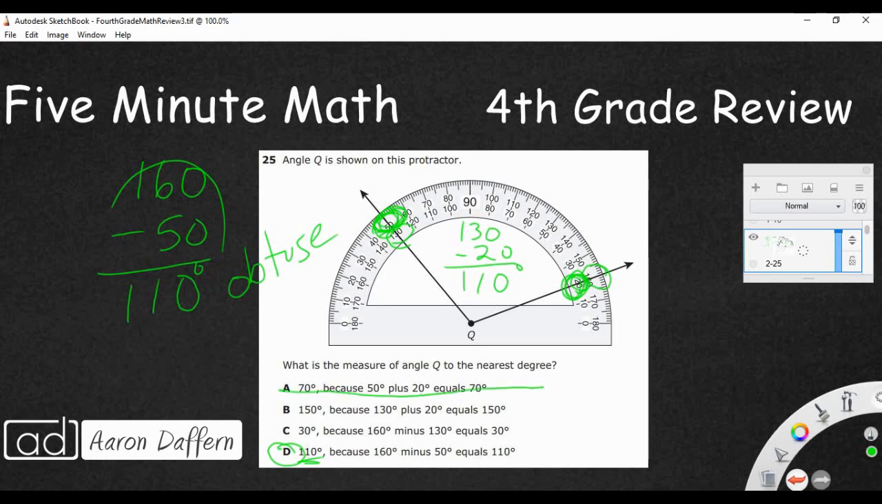150, because 130 plus 20. So they took the two insides. So take a look at this right here. You took your 130 and your 20, so at least you stayed on the inside. They added them rather than subtracting. And then 30, that just doesn't look like a 30-degree angle, because 160 minus 130. So what they did here is they did outside minus inside. You don't switch between the two. So my answer is going to be D, 110 degrees.